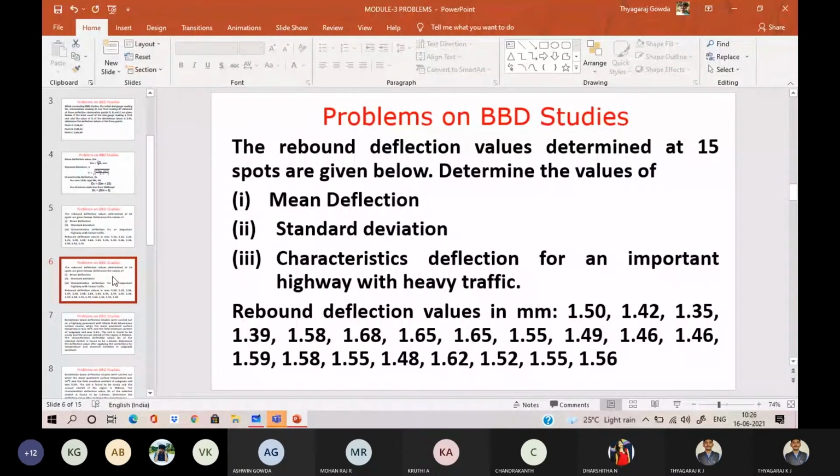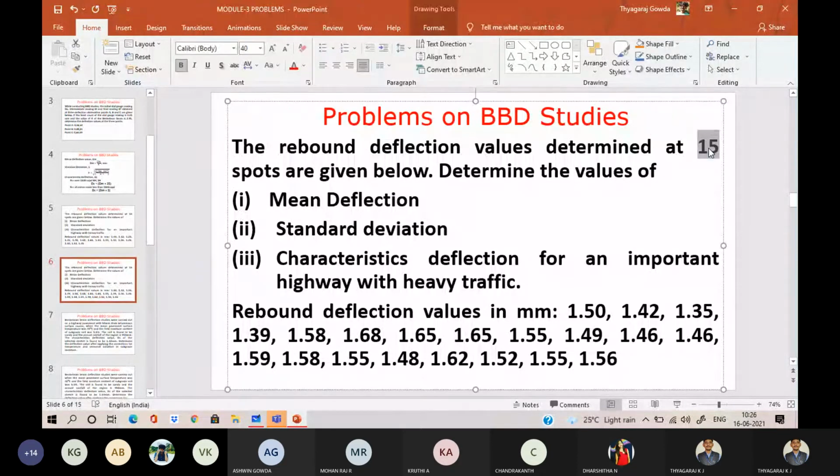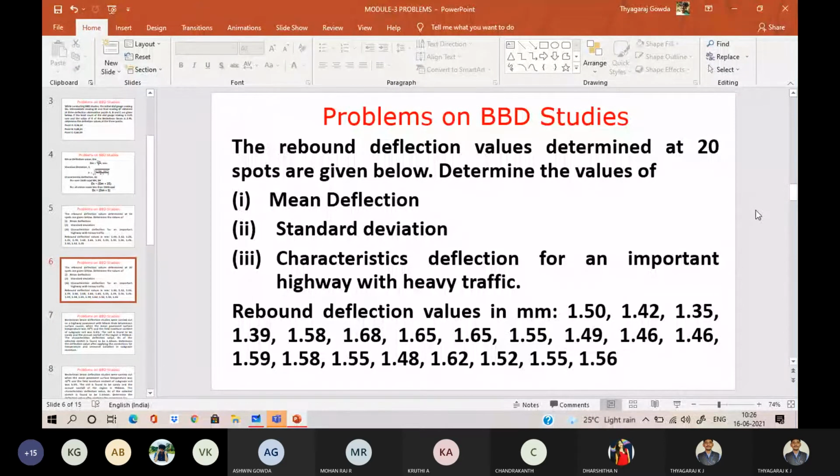So kindly note down the rebound deflection values determined at 15 spots are given below. It is not 15, it is 20. Make it as 20. 20 spots are given below. Determine the values of mean deflection, standard deviation, then characteristics deflection.